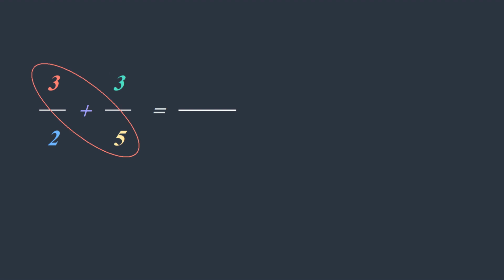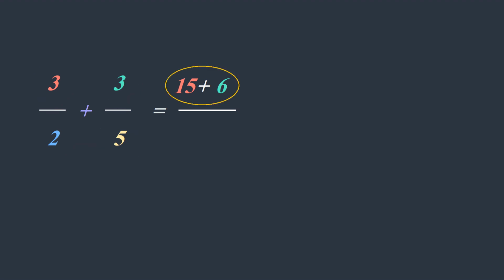Multiply the first top times the second bottom. So we have 3 times 5, which is equal to 15. Multiply the first bottom times the second top. So we have 2 times 3, which is equal to 6.